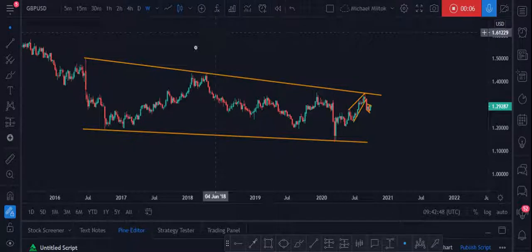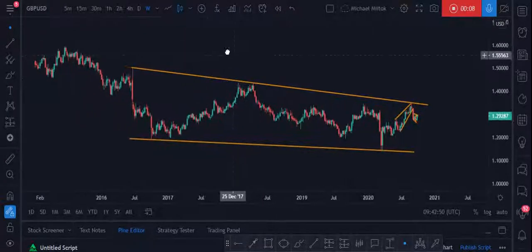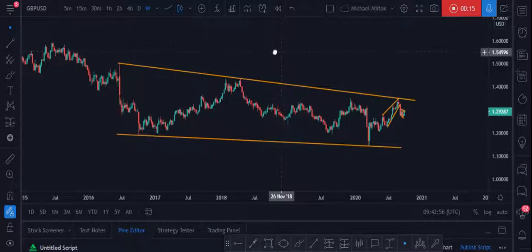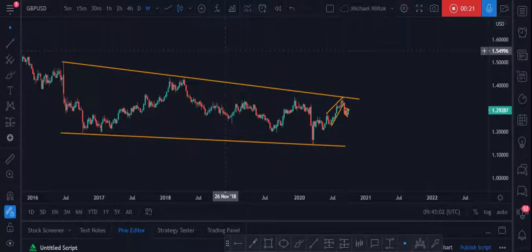Hello everyone. So this is an analysis on pound dollar from the weekly time frame. We are breaking it down up to the 15-minute time frame. Okay. Today is Sunday on the 4th of October.